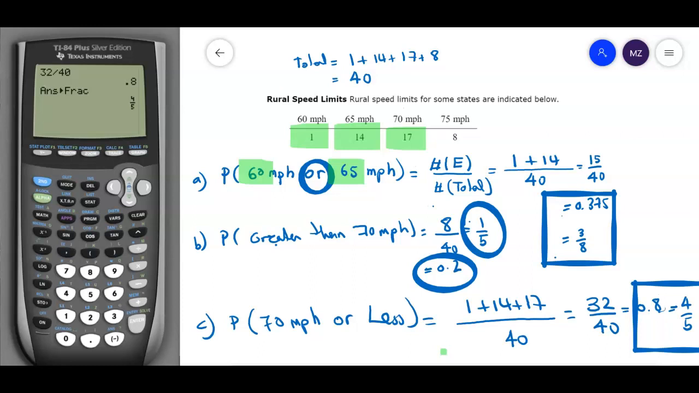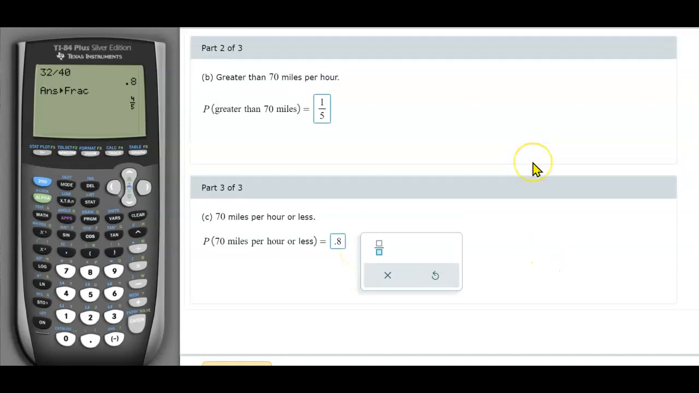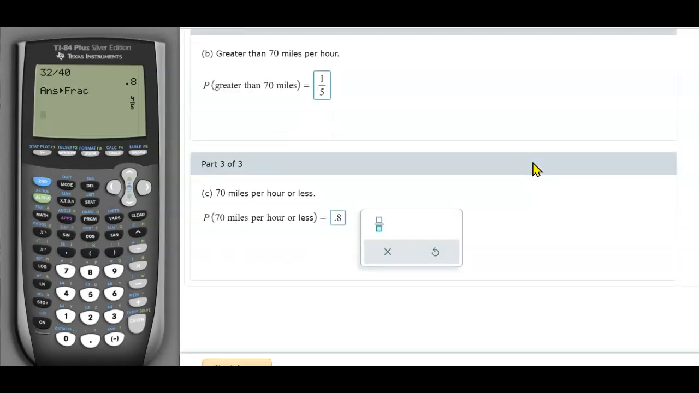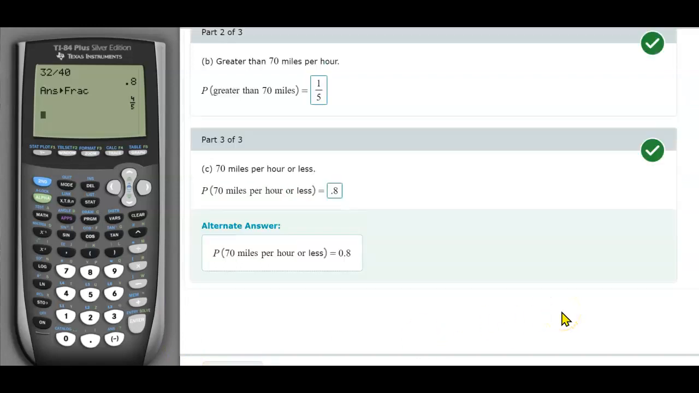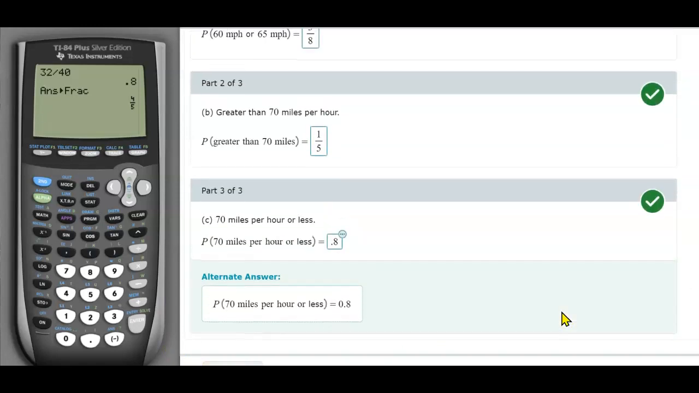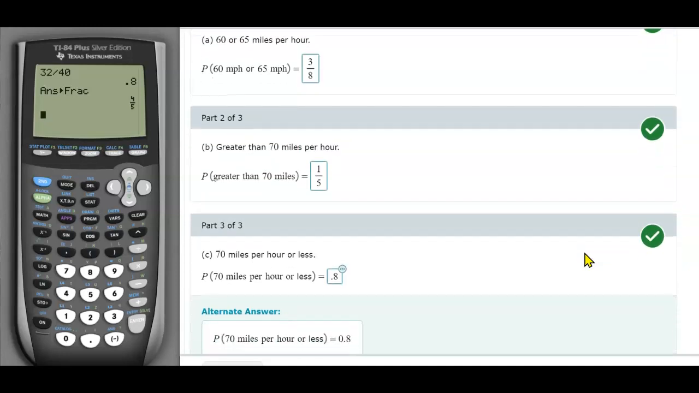All right, so let's plug it in. I'm going to put 0.8 as a decimal, because there is no restriction here. Let's check it. Let's verify. All right, so I think they're all correct. Great. That's all then.